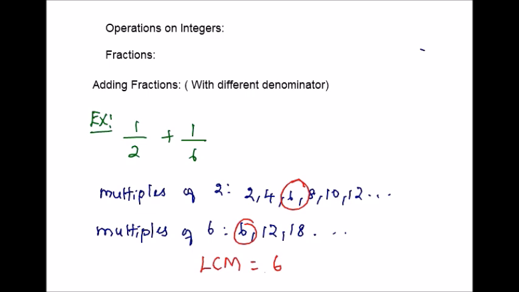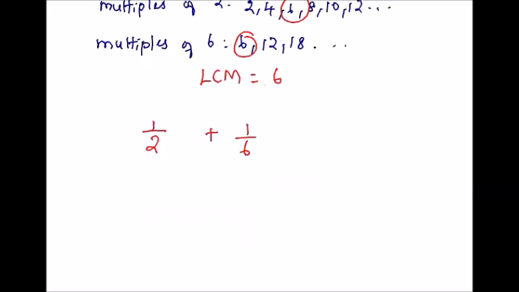Okay, let me rewrite it by multiplying. 2 times what will give you 6? Yes, 3. Please look at the board. Multiply the first fraction, both the numerator and denominator, by 3. Whatever operation you are doing with the denominator, you have to do the same with the numerator. Only then will you get an equivalent fraction. Perform the operations.